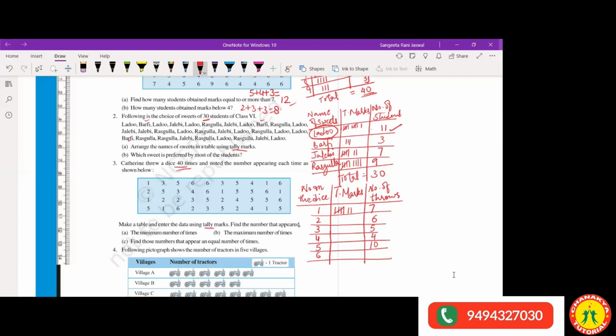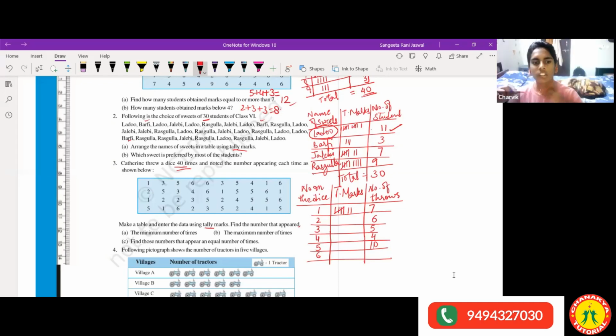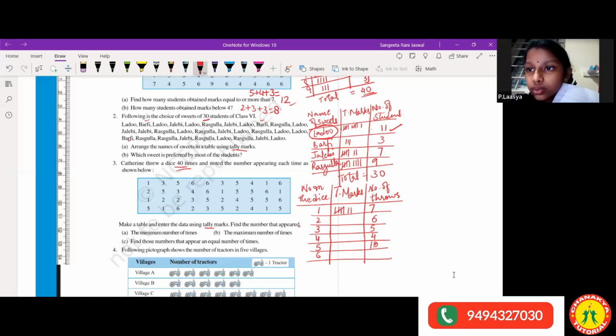Other children, please verify this. Are you getting the same number? Please verify. Charvit, tell me in how many throws she got 6? Ma'am, sorry, ma'am. It's 11. 1, 2, 3, 4, 5, 6, 7, 8, 9, 10, 11. 11 only, ma'am.